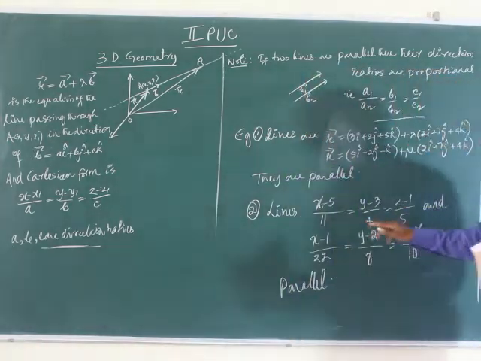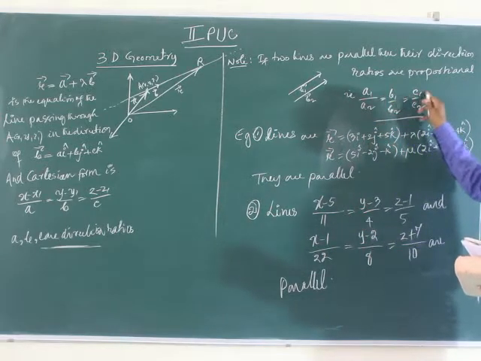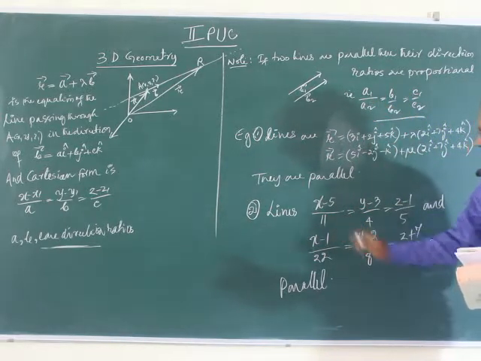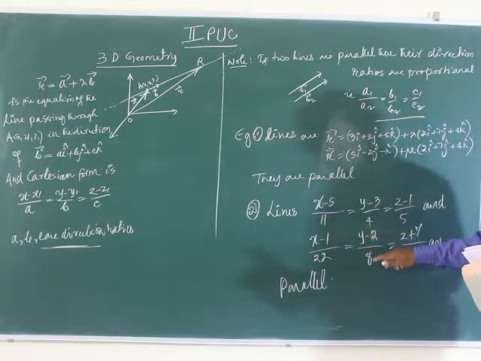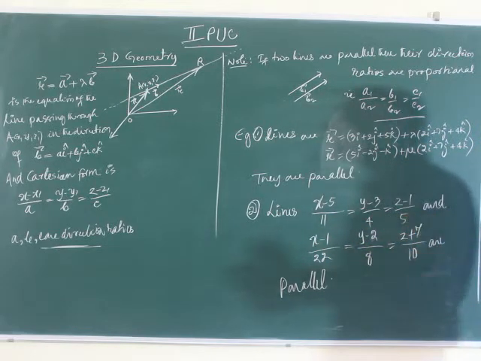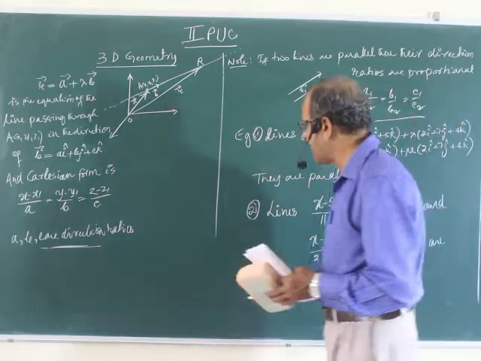Here, I told you the ratios are proportional. See, 11, 22. 22 by 11 equal to 8 by 4 equal to 10 by 5 equal to 2. Let me write that one also.